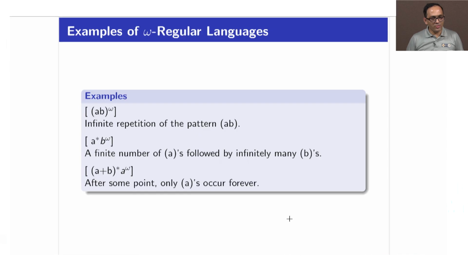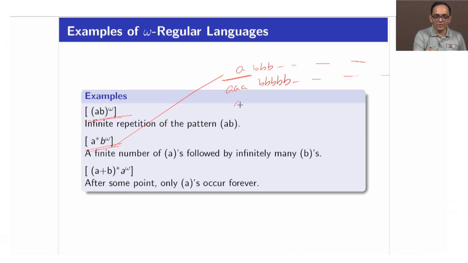So, a few examples of these omega regular languages. This I have already explained. If I write A star B omega, it means I have a finite occurrence of A followed by an infinite occurrence of B, right. So, there are words like A, B, B, B. B has always infinite occurrence, but the occurrence of A is finite, right. It can be A, then B, B, B, B, B, B and so on. So, basically there is a finite occurrence of A followed by an infinite occurrence of B, right.